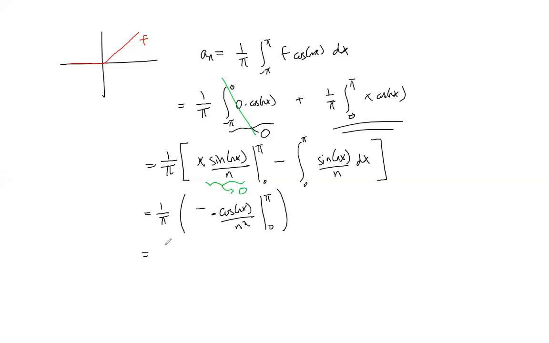So we have 1 over pi, the negatives cancel, and now we can plug in pi. Cosine n pi over n squared minus cosine 0 over n squared. Okay, and just to make things a little easier, let's factor out this n squared. Now let's rewrite this. Cosine of 0 is 1, and now let's figure out what this term over here is.